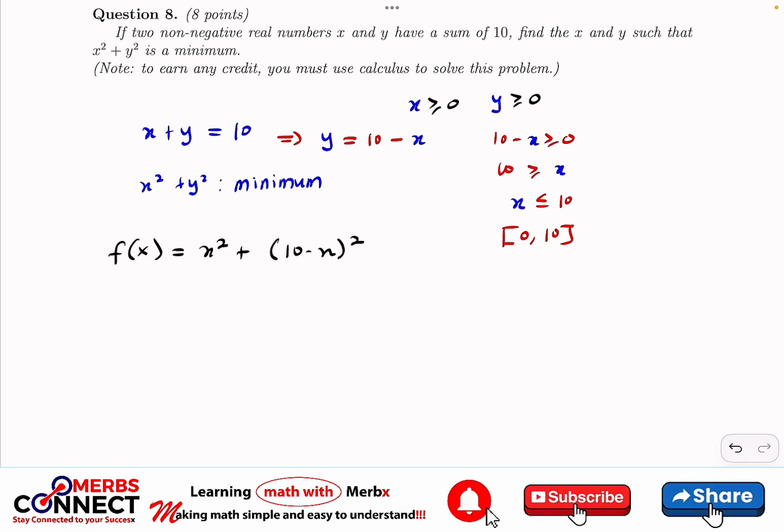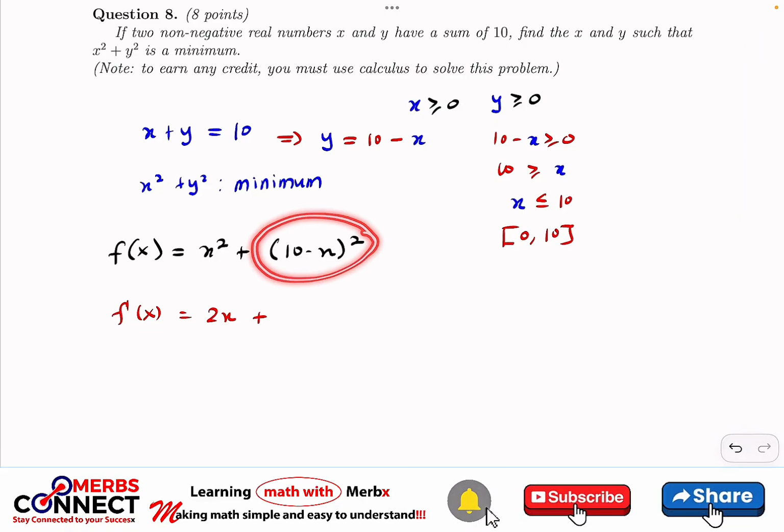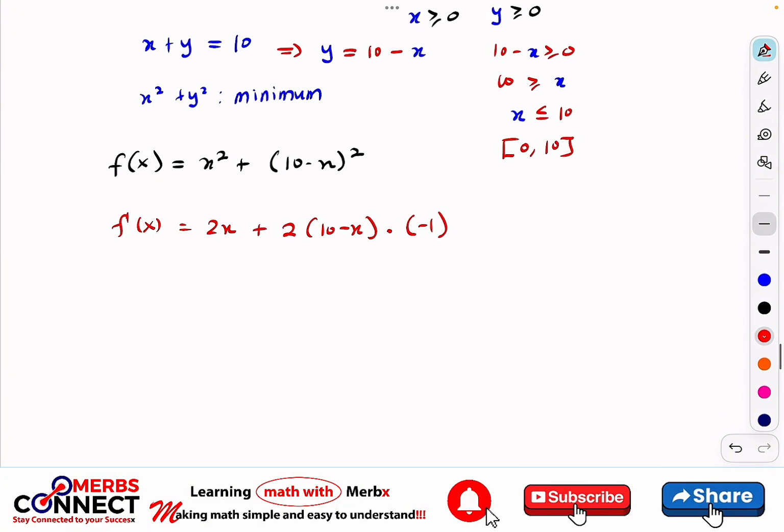First we need to find a critical value, so we need f prime. f prime of x is equal to, now we can expand this or we can use the chain rule. So let's use the chain rule. When I differentiate x squared, I have this plus, using the chain rule, first I apply the power rule. So 2 comes down, 10 minus x, 2 minus 1 is just 1 so I don't need to write it, times the derivative of what is inside, which gives us minus 1. So this is 2x minus 2 times 10 minus x.